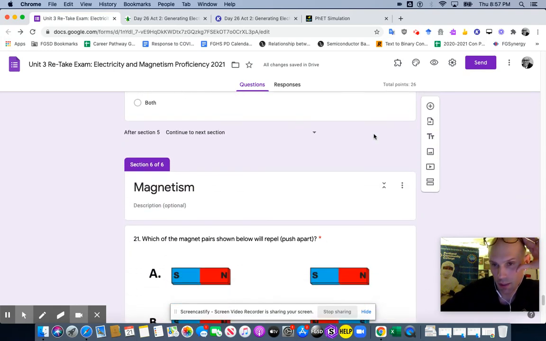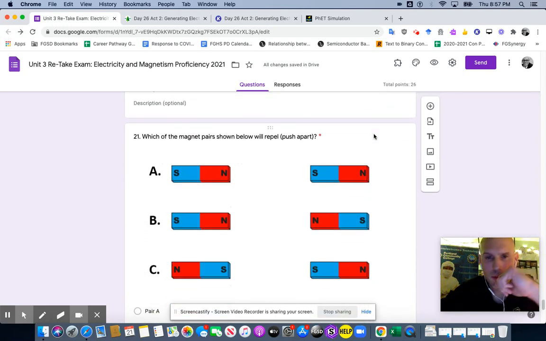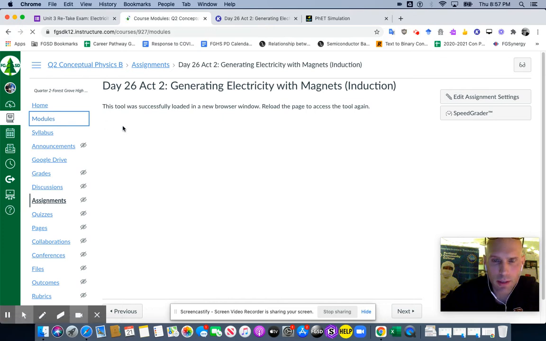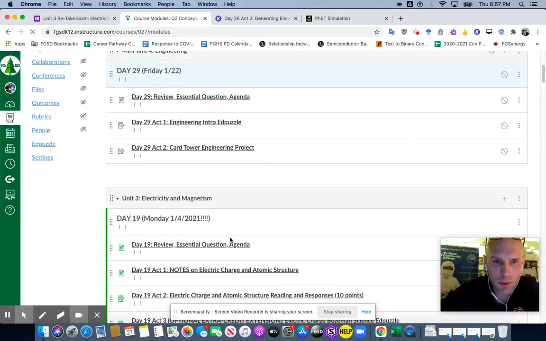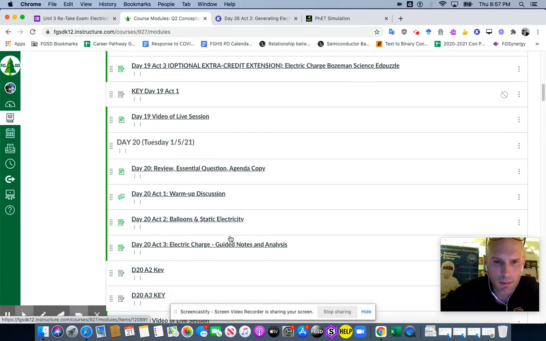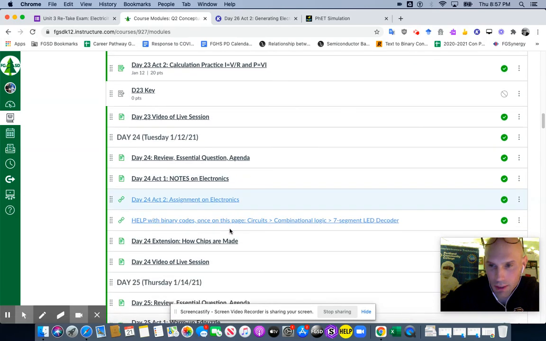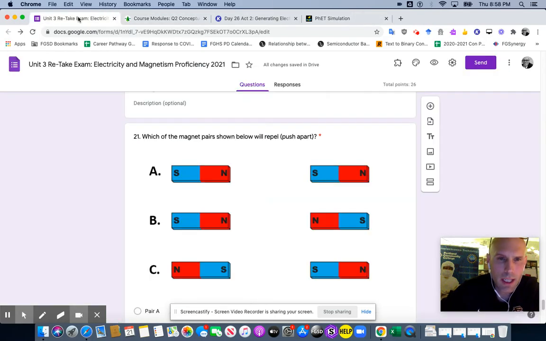Magnetism. So moving on from electronics. Magnetism. Use your notes here. Which of the magnet pairs shown below will repel, that is push apart? So you could go back to your modules. Oh, I should have loaded this up. Go back to your modules and look down in Unit 3 and maybe look for magnetism notes. If you don't know which two poles repel each other, push apart, you can go look that up.